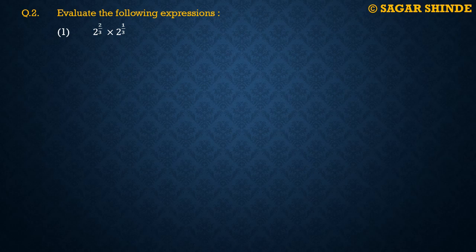These questions will be solved in the same way we have solved the questions where the exponents were integers. So what do we see here? Here we have same base but different powers and multiplication. In such kind of cases, what we do? We keep the same base and simply we add the powers. So here we can write 2 raised to 2 upon 3 plus 1 upon 3.